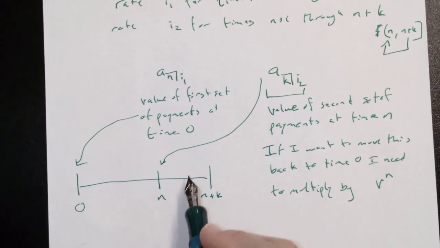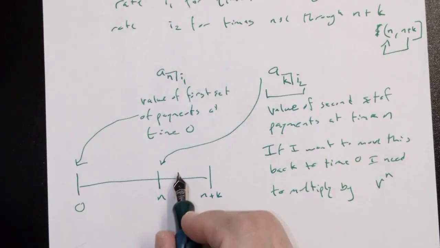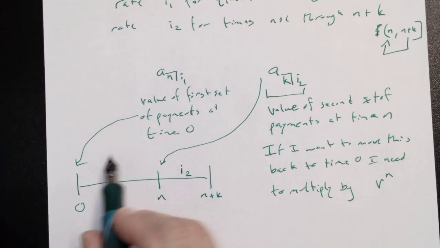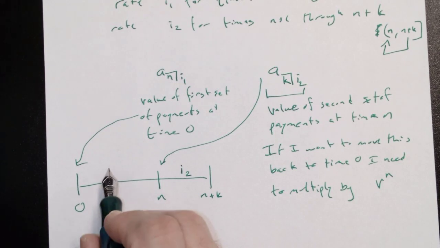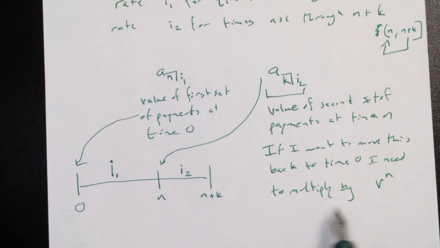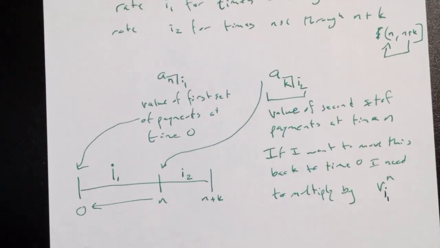During this period, we are charged interest rate 2. During this period, what interest rate are we charged? Which means this v is in this period because we're moving the thing back this way. That means this is v at i1. I have to think of the interest rate and the times it overlaps.